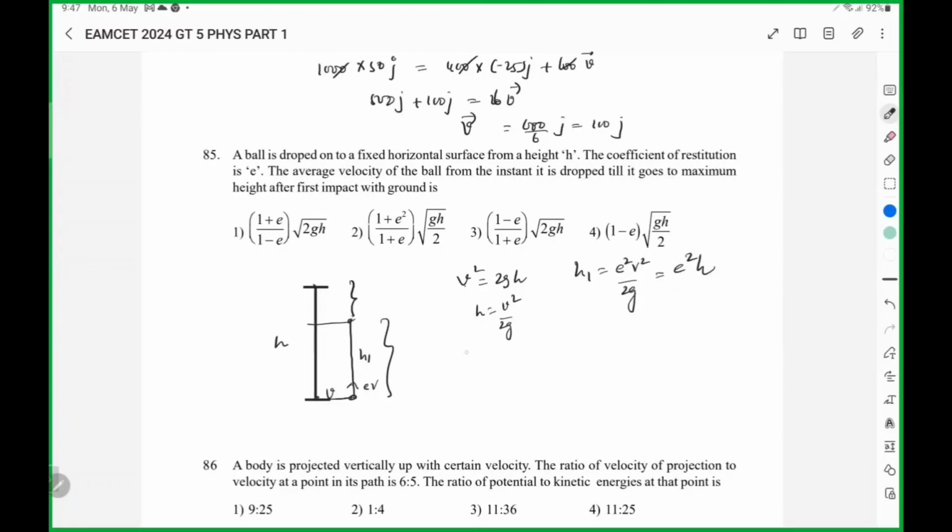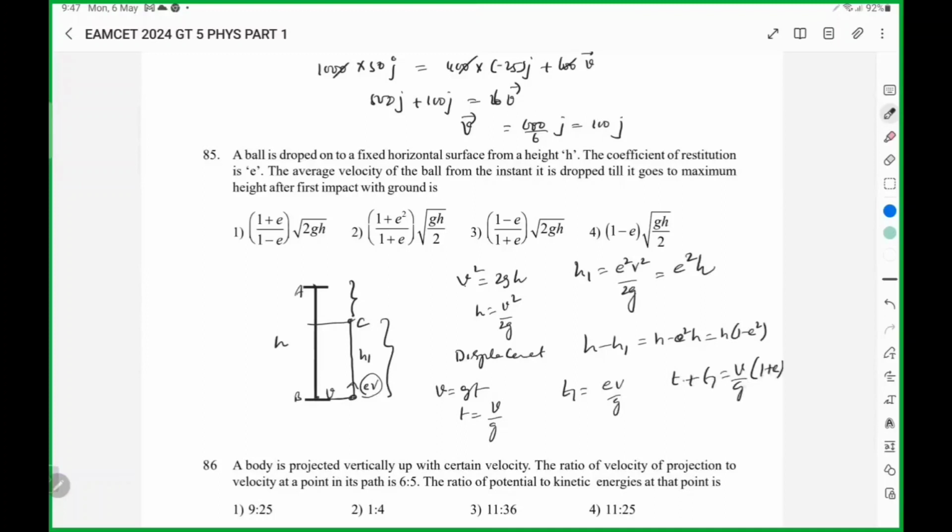So average velocity means net displacement, that is h minus h1, h into 1 minus e square. To reach from A to B, it takes a time: v equals g t, that is t equals v by g. To reach C, it is ev by g. Total time here is v by g into 1 plus e. V here is root 2gh, so 1 plus e. So now here it is h into 1 minus e square by root of 2gh by g of 1 plus e. So here it is root of gh by 2 into 1 minus e, fourth option.